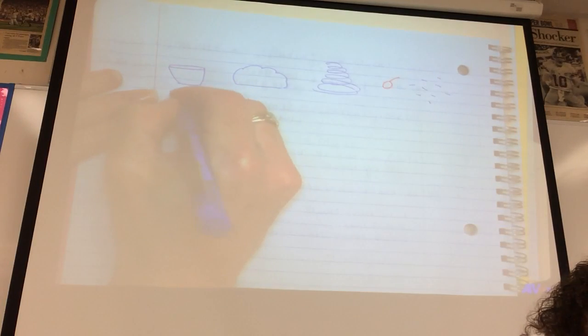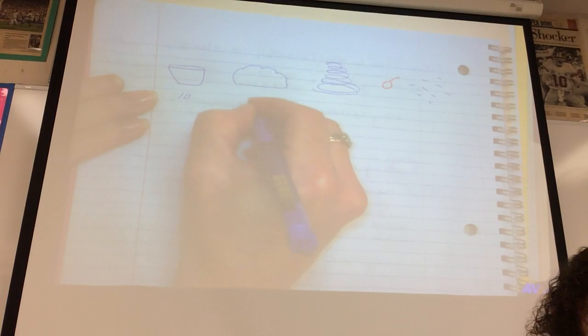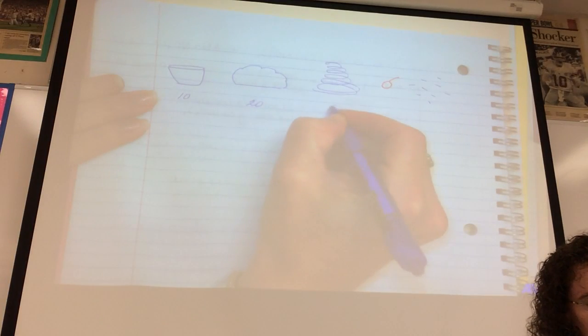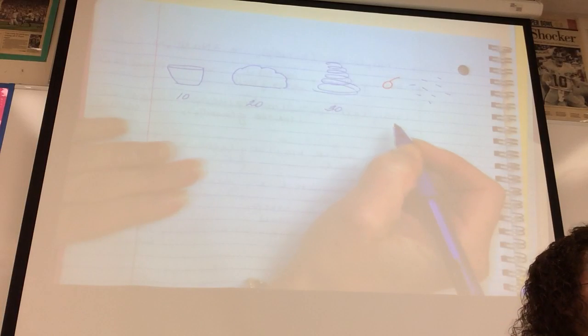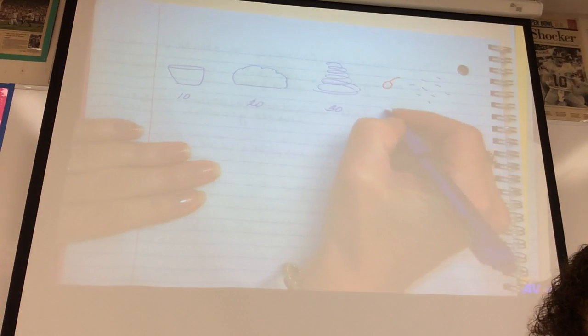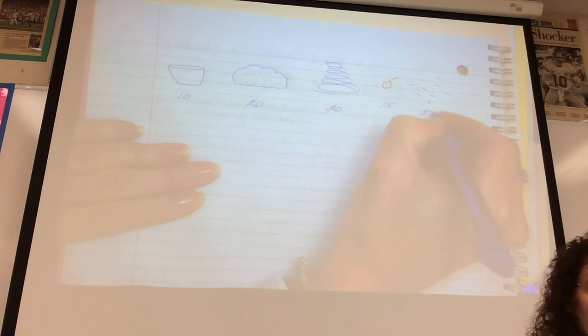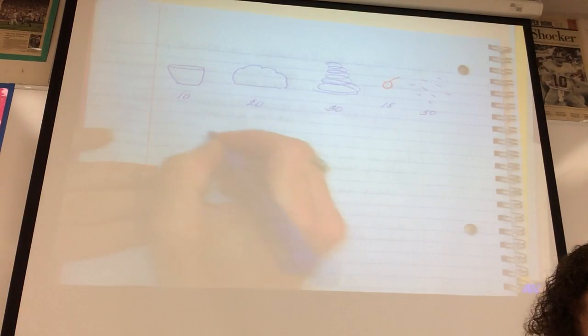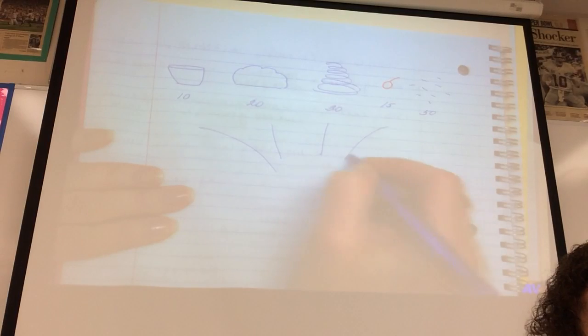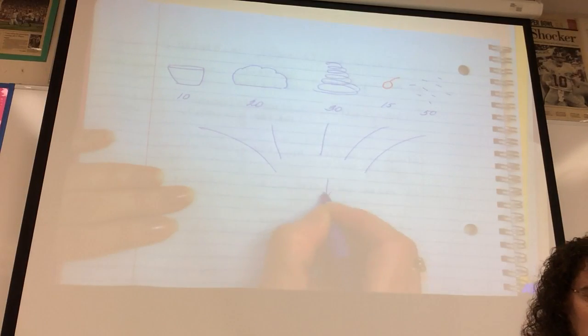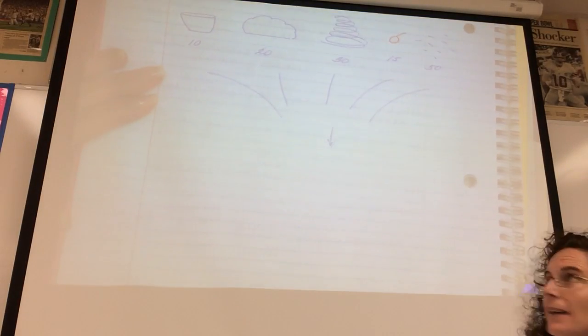I have 10 bowls, 20 scoops of ice cream, 30 servings of whipped cream, 15 cherries, and 50 servings of sprinkles. 50 servings? Sure, you get the big tub. That's what we have in my house.